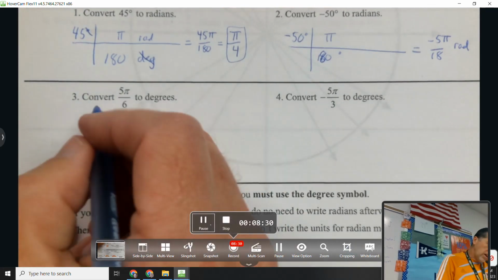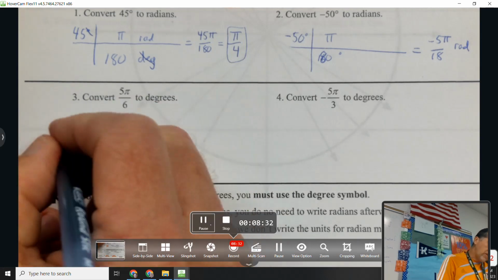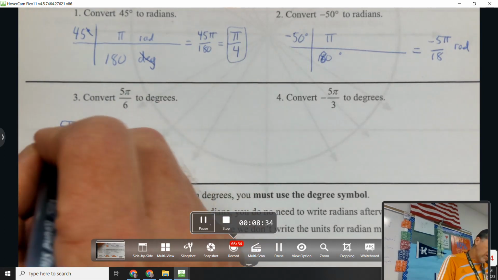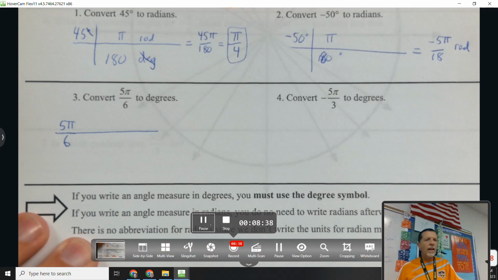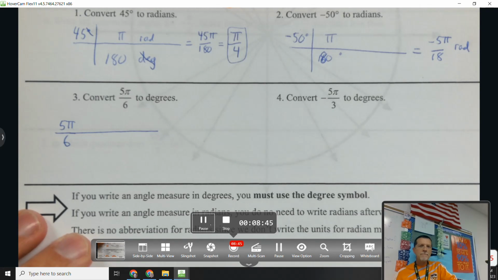Number 3. Going the other direction. Converting 5 pi over 6 to degrees. Now, this is a little bit strange maybe. There's something subtle that just happened here. 5 pi over 6. How do I know that that's radians? Like, it didn't say 5 pi over 6 radians.